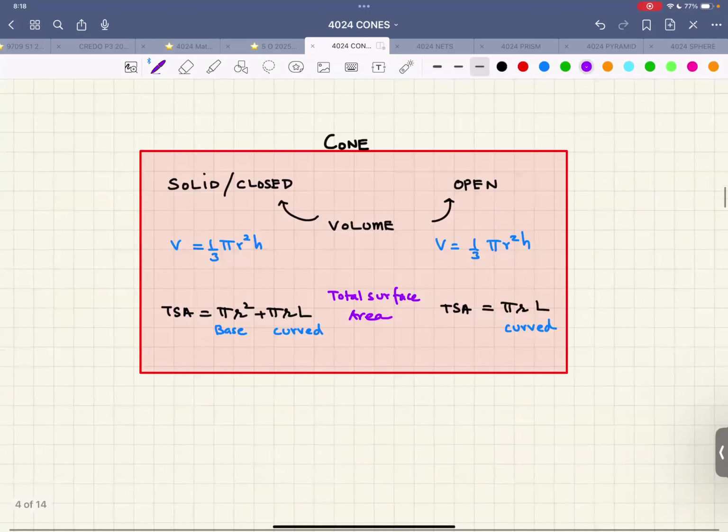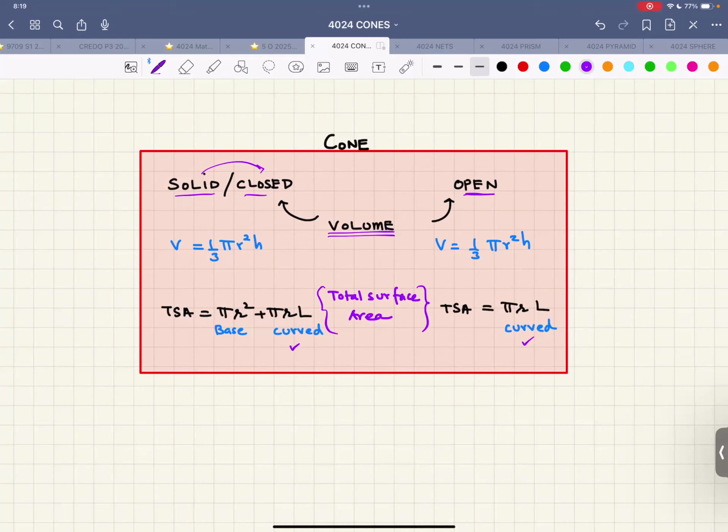And that is the comparison between the two. The cone versus the cone, solid versus open. Solid is the same thing as closed. The volume is the same. The total surface area and curved surface area, both of them have it. In the solid or closed cone, there is a base area also. In the open one, the base area is missing over here.